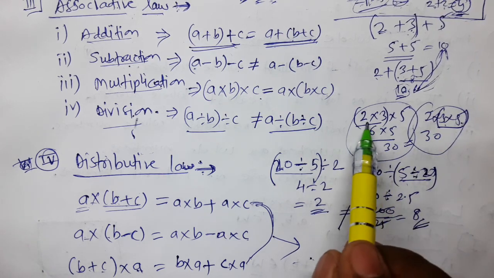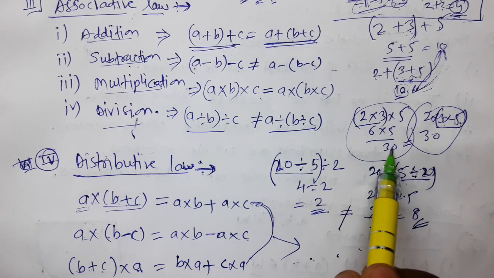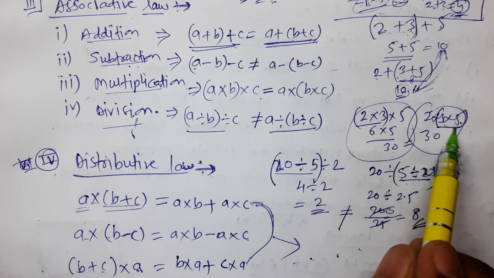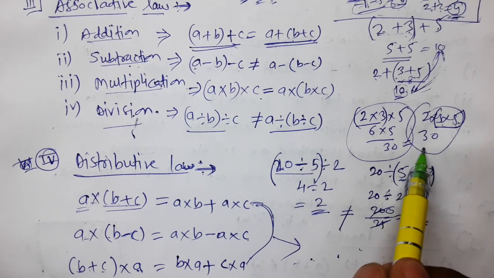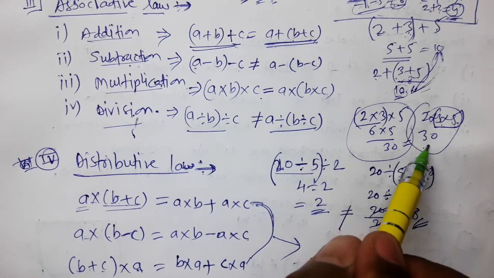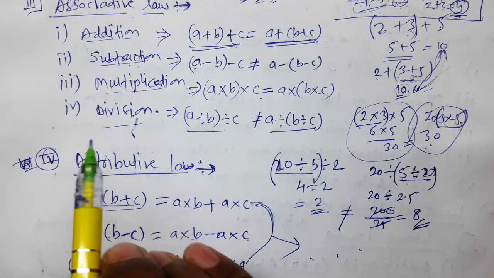Here, first perform 2 into 3. 2 into 3 is 6, 6 into 5 is 30. For 2 into 3 into 5: 3 into 5 is 15, 15 into 2 is 30. In both the cases the result is the same. Hence we can say that multiplication of whole numbers is associative.